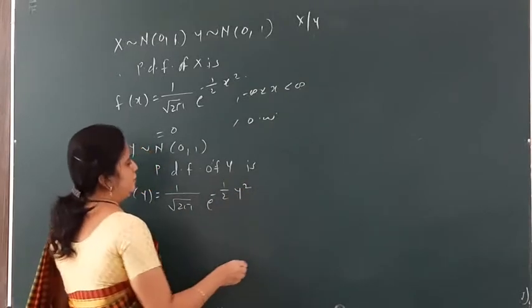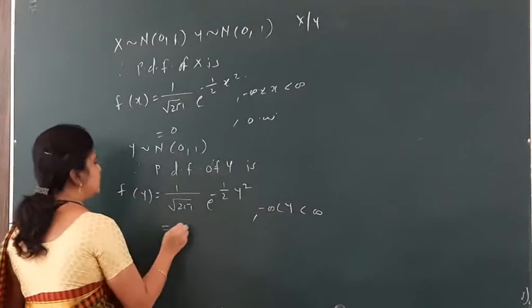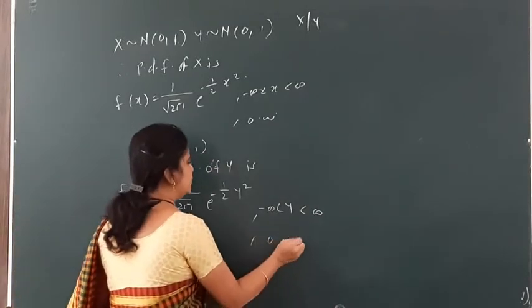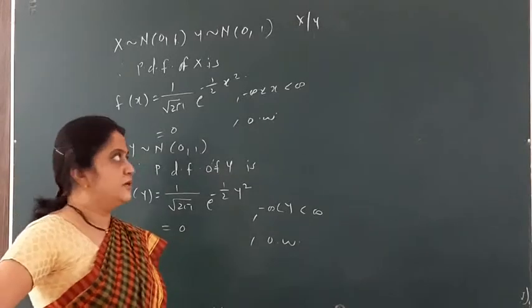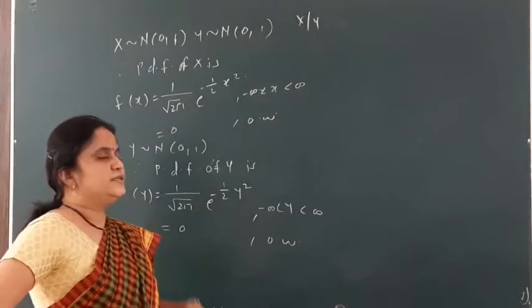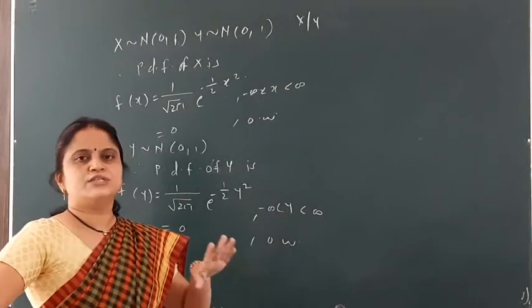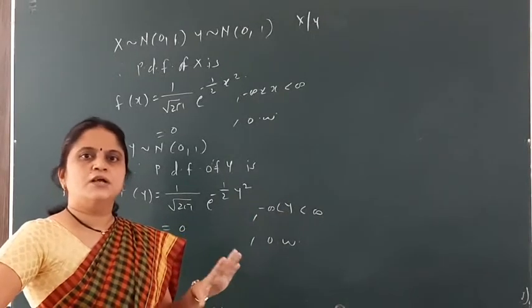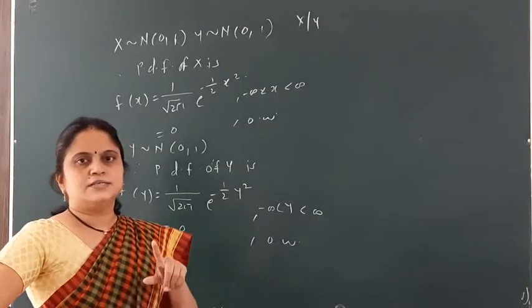So y squared, and the range of y is minus infinity to infinity, 0 otherwise. So this is given to me. Again, what is given to me? X and y are independent. Fine. Now, since I need to find the distribution of x divided by y, and after observing the function, we say that the function is bivariate. Since there are two variables x and y, it is a bivariate function.